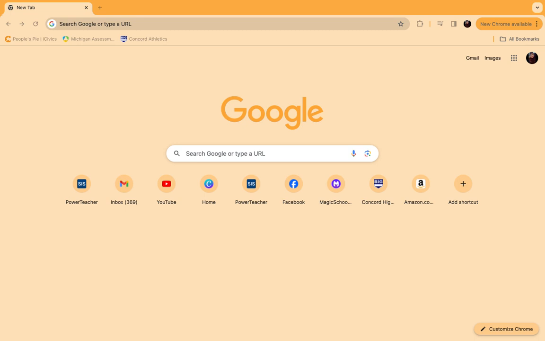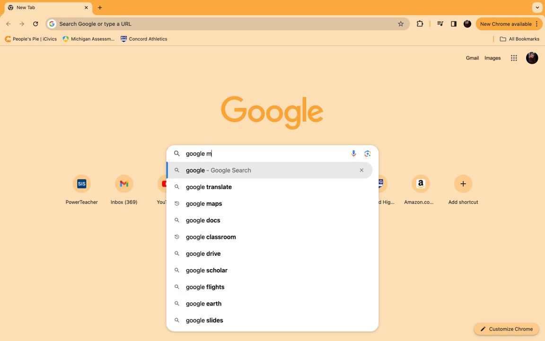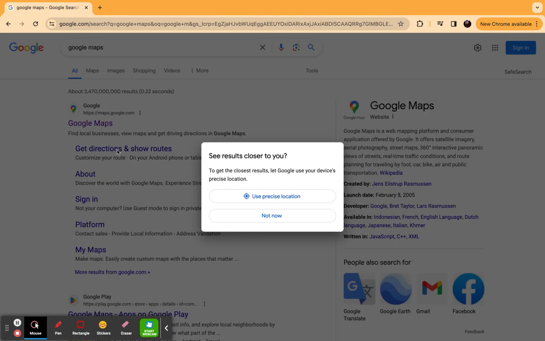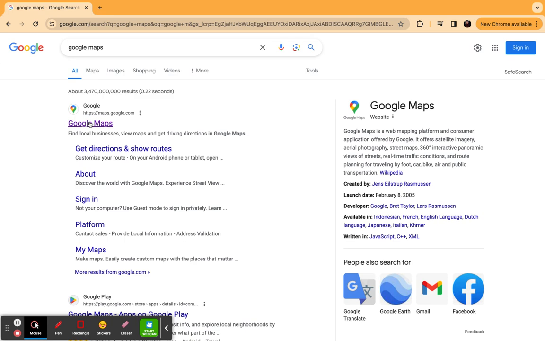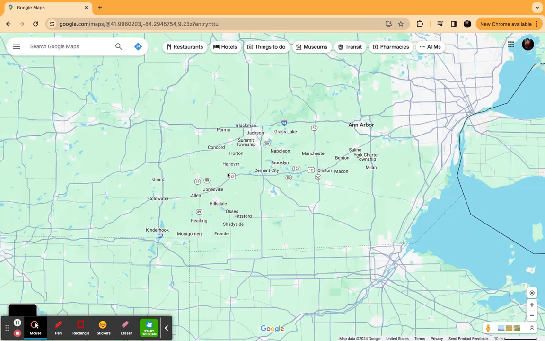So, one of the resources that you are going to use for your project is Google Maps. As you have learned, the easiest way to find Google Maps is literally just Googling it. Okay, it's going to pop up right away. You're going to open up Google Maps. You have done this before. You understand how Google Maps works.